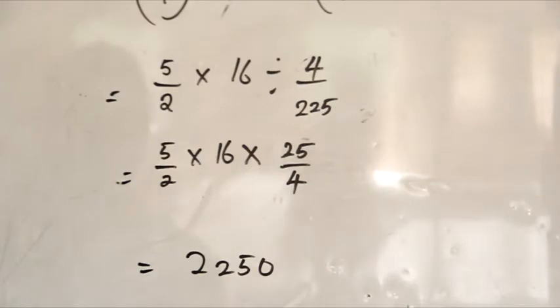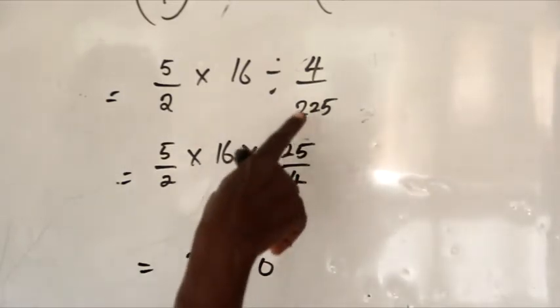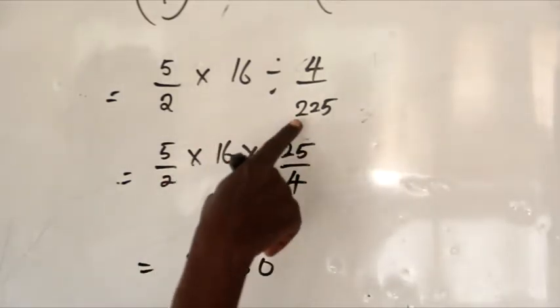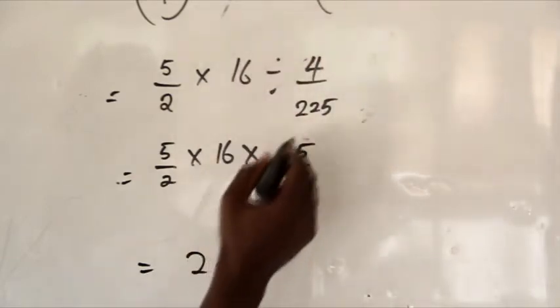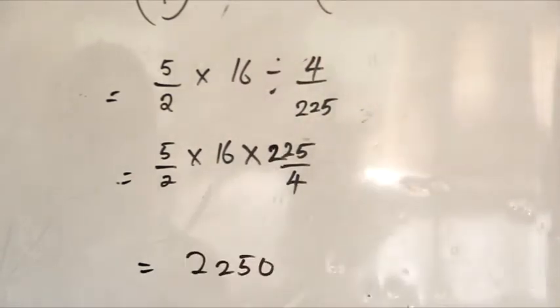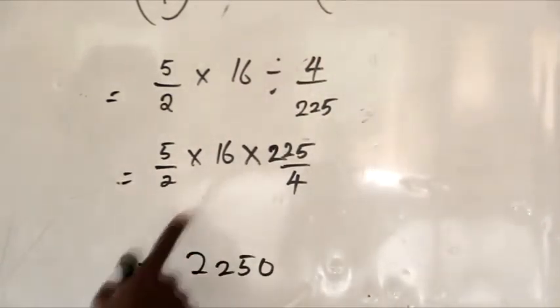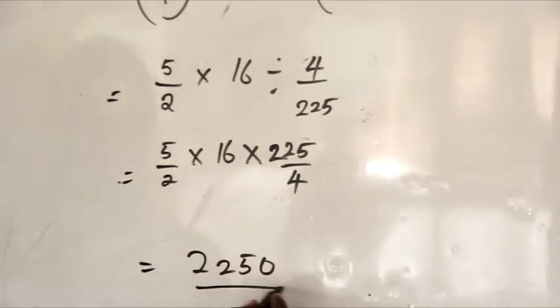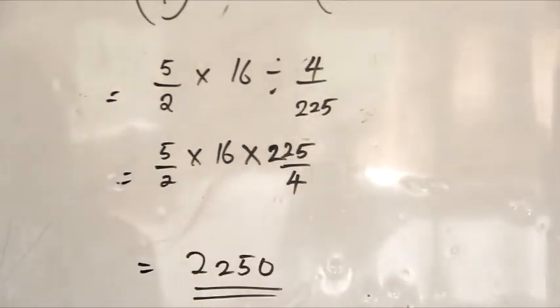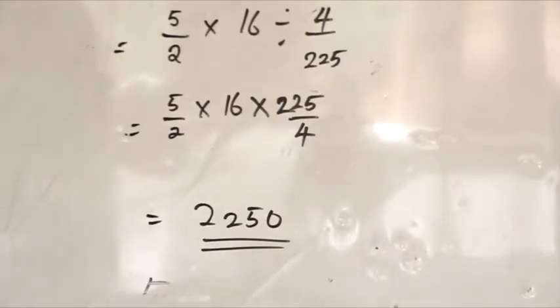The reciprocal of 15 squared was 225. Okay, this is supposed to be 225, not 25. Alright, when you multiply that and divide, the final result is going to give you 2,250.